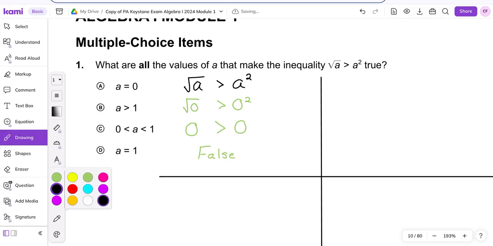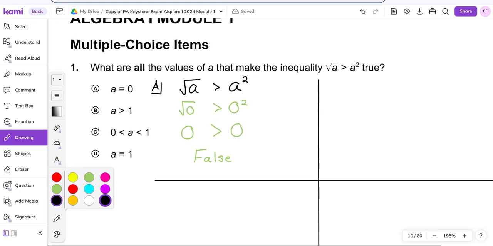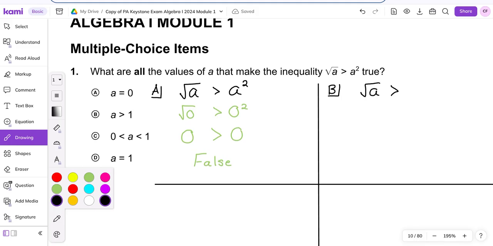We then try and test out part B. Again, this first part was A. Now we're going to test out part B. What if a is greater than 1? Well, we have the 2 parts again, square root of a and a squared. We get to pick our number here actually. We can pick any number greater than 1.